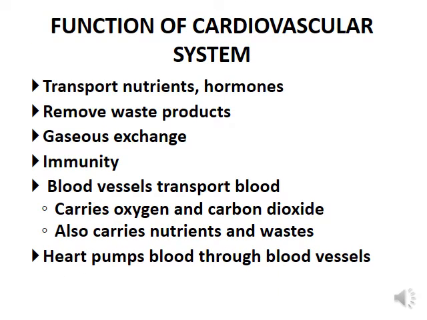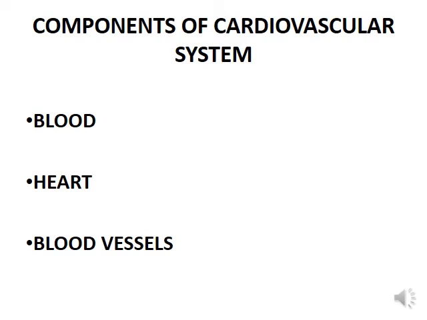So, major functions of the cardiovascular system: to transport nutrients, to transport hormones, to remove waste, for gaseous exchange, and to provide immunity. We shall talk about that at a later stage. Also, the major function of the heart is to pump blood through the vessels to facilitate all the above movements, okay? So the major components of the cardiovascular system include blood, heart, and the vessels, okay?